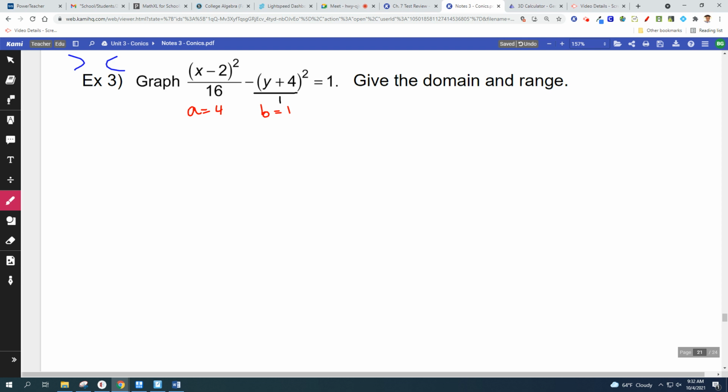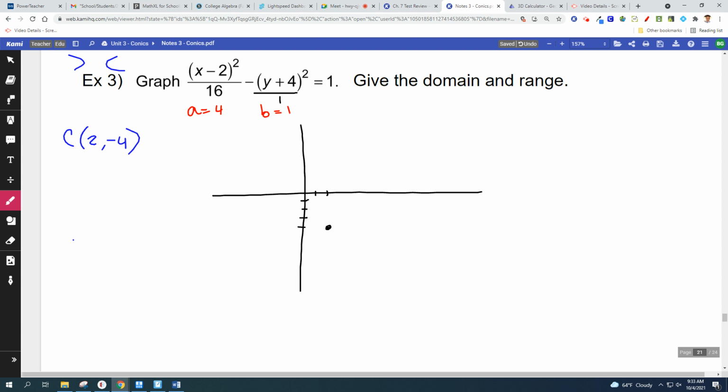We're going 4 in the x direction. We're going 1 in the y direction. What's the center point, though? Center point is 2, negative 4. Very good. This one's going to be harder when it's not centered at the origin, because you got to go away from that point, and people kind of mess this up. So it's 2, negative 4. That's the center of this thing.